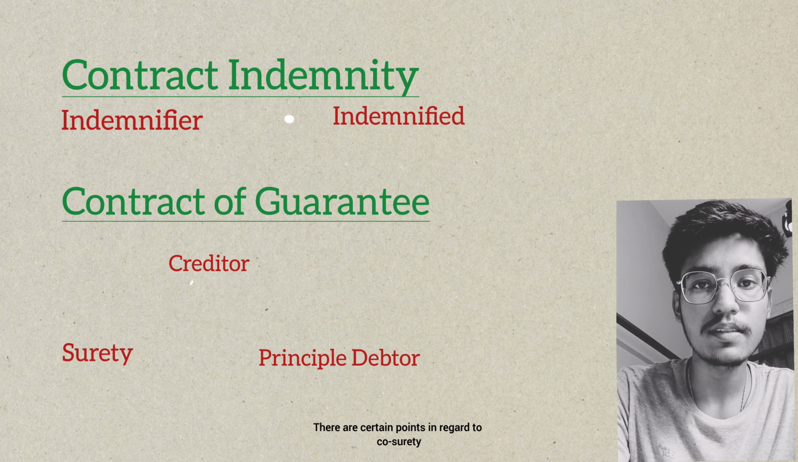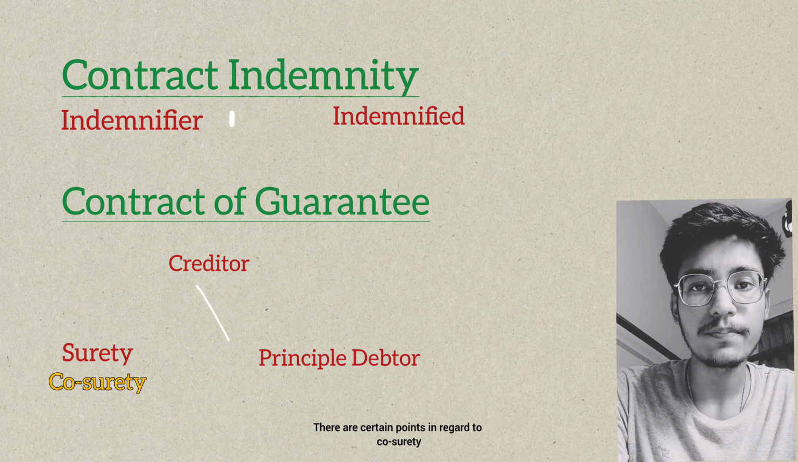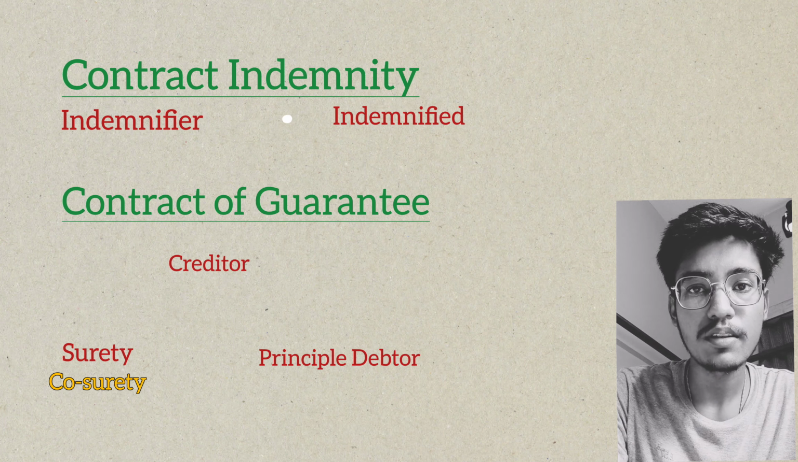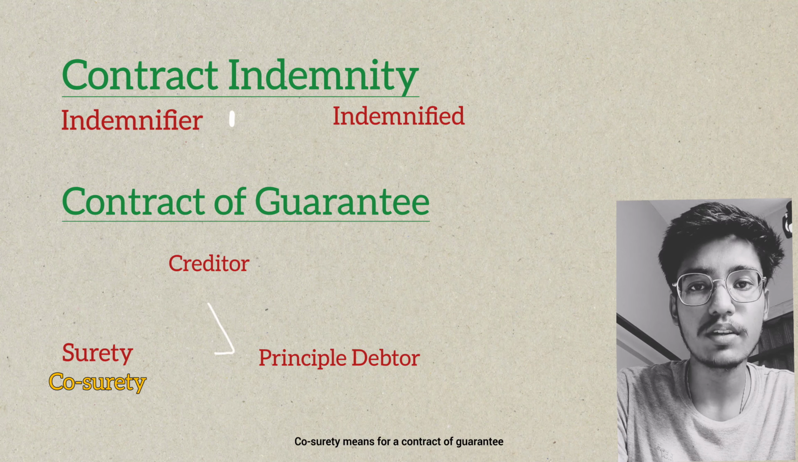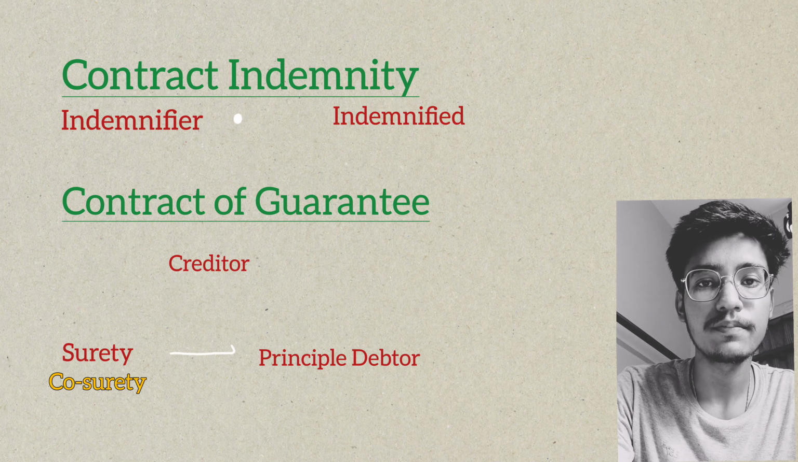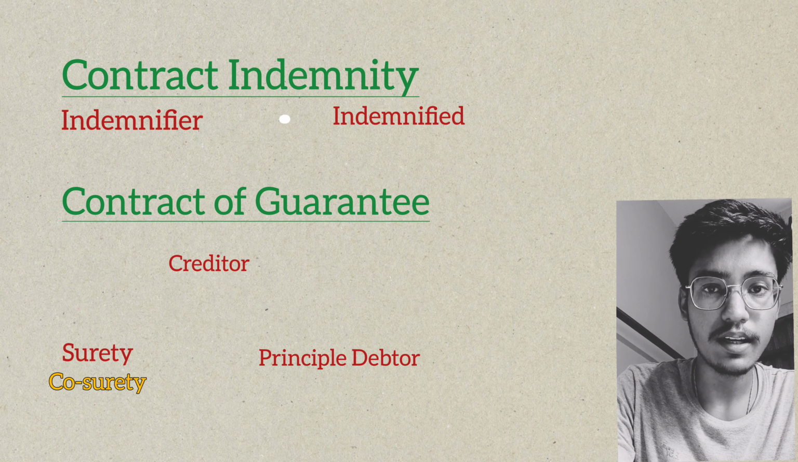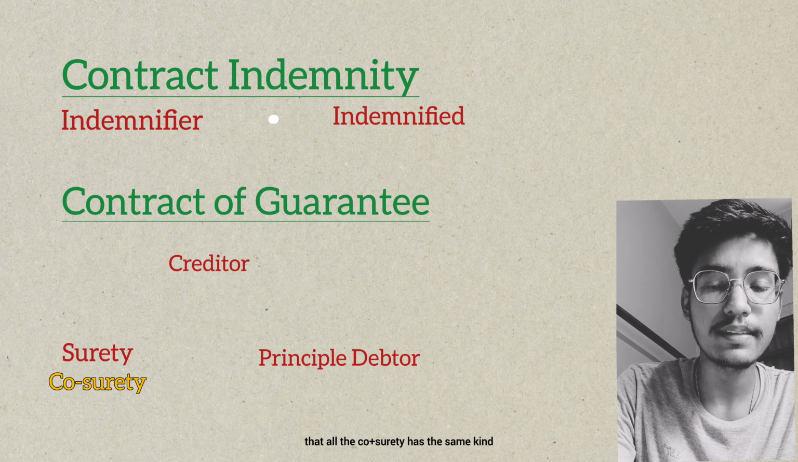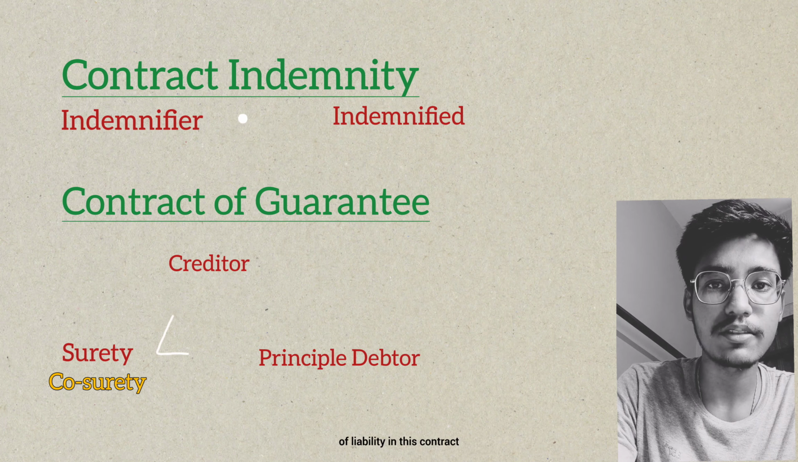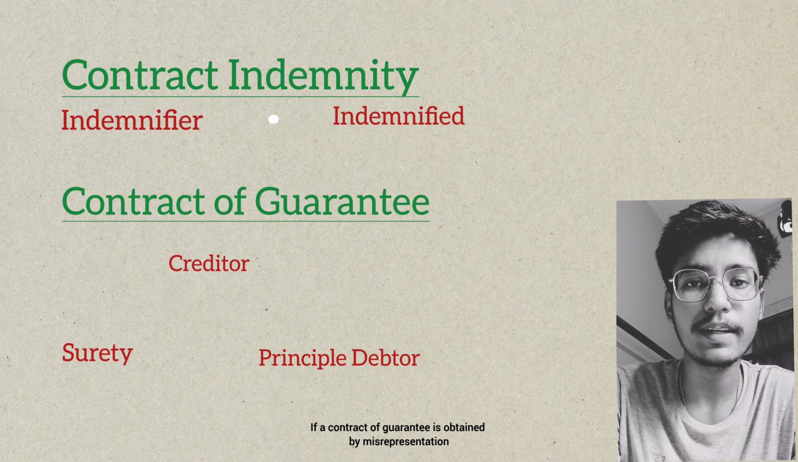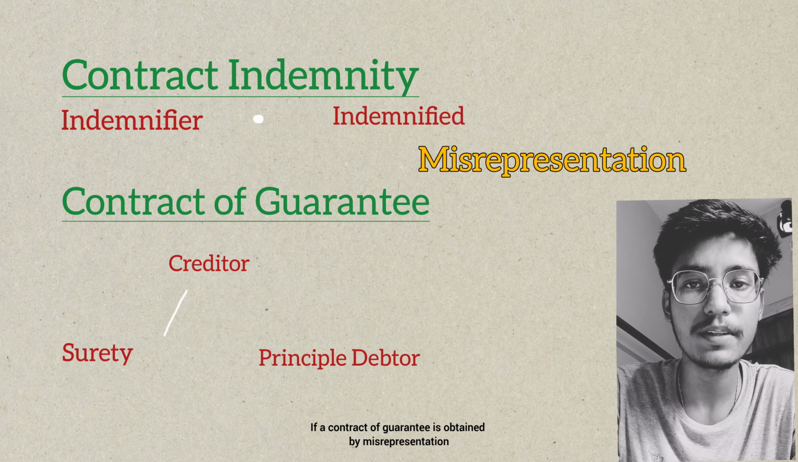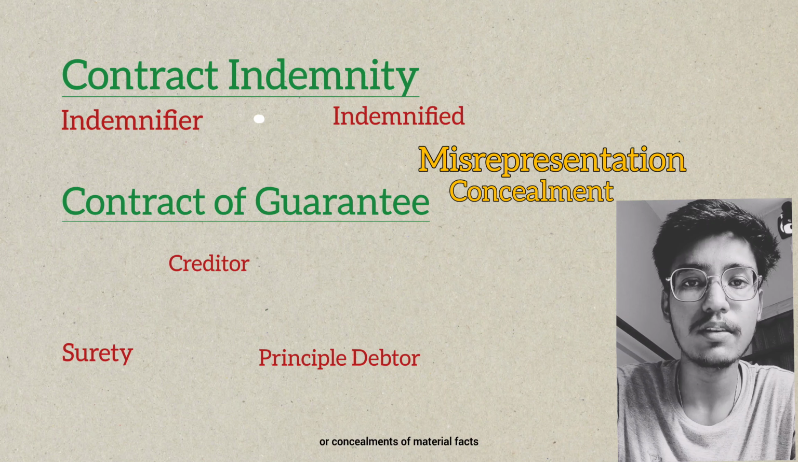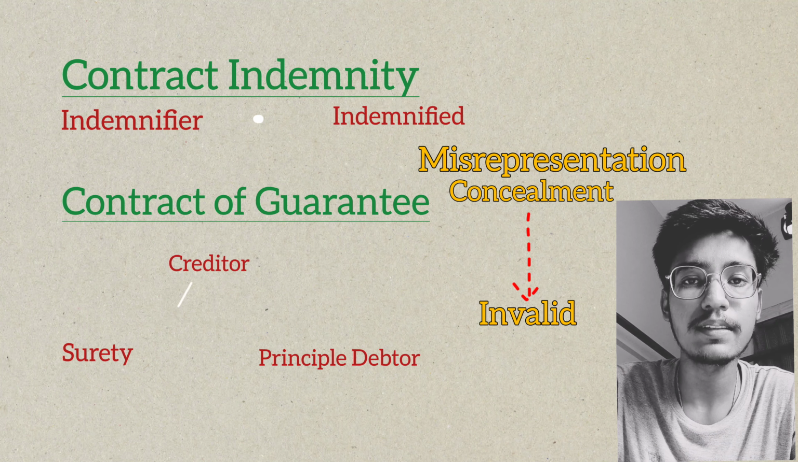There are certain points in regard to co-surety which we shall discuss now. Co-surety means that for a contract of guarantee there is more than one surety, and I want to make it clear that all the co-sureties have the same kind of liability in this contract. If a contract of guarantee is obtained by misrepresentation or concealment of material facts, then that contract of guarantee will be invalid.